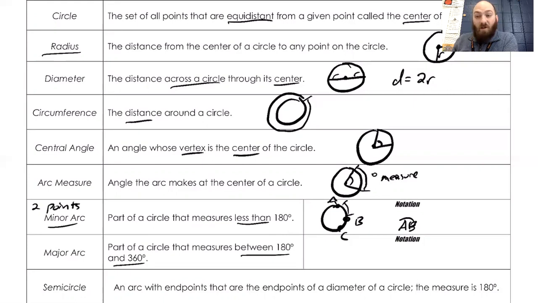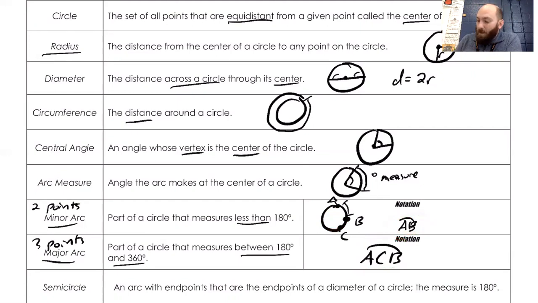So if I say AB, I'm always talking about the shortest path between A and B. I'm not referring to this. That is my major arc. So if I want the major arc here, I need 3 letters, or I should say 3 points. I would label it as ACB, because that's the path it would take. It would go from A to C to B. So anytime I use 2 points, you're looking at the shortest path between those 2 points. If I'm looking at 3 points, now I'm probably looking at the major arc.